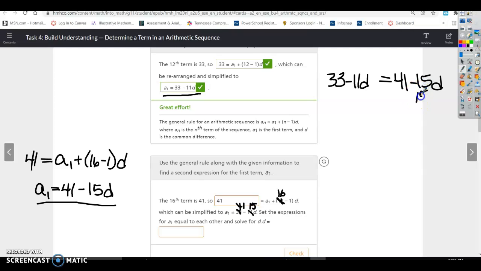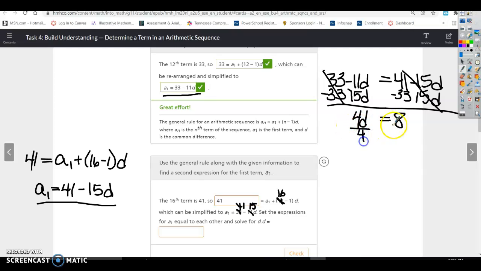So let's add 15d to both sides. So we're going to have negative 11 and 15 gives us 4d. And then let's subtract 33. That cancels on this side. It's an equation, so I have to do the same thing on the other side. So 41 minus 33 is 8. Divide both sides by 4. D equals 2. So our common difference now is 2. So it looks like everything is correct except what they have written in this second part down here.